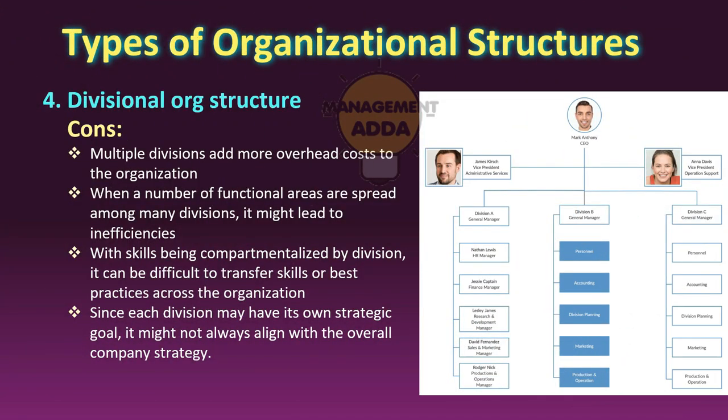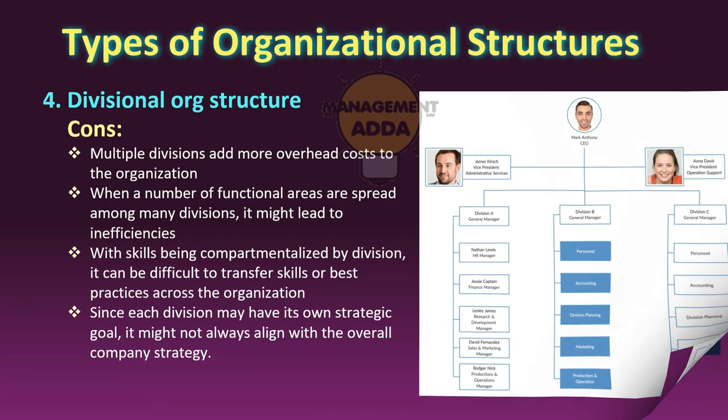First, having multiple divisions adds more overhead cost to the organization. Second, when a number of functional areas are spread among various divisions, it might lead to inefficiencies. Next, with skills being compartmentalized by division, it can be difficult to transfer skills or best practices across the organization. Since each division may have its own strategic goals, it might not always align with the overall company's strategy. So these are the drawbacks, or you can say the disadvantages of this structure.